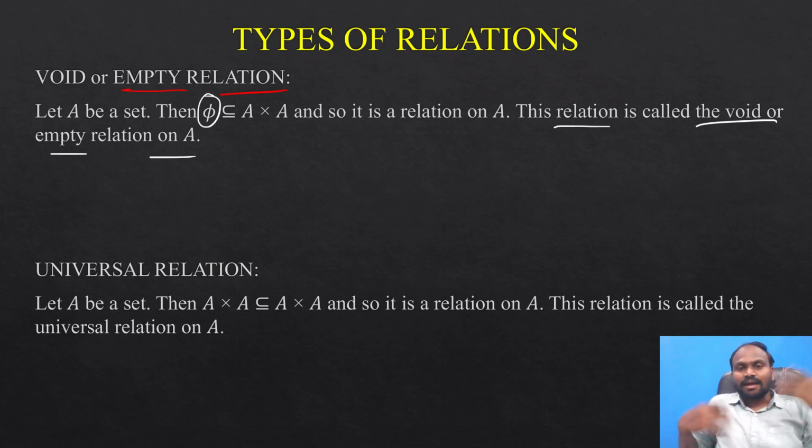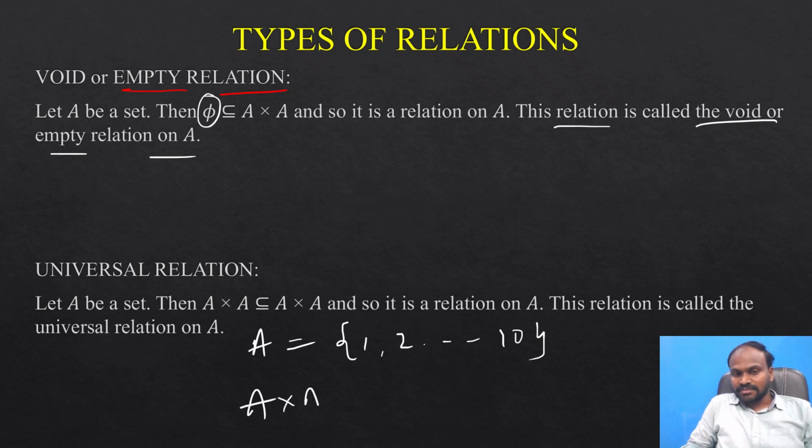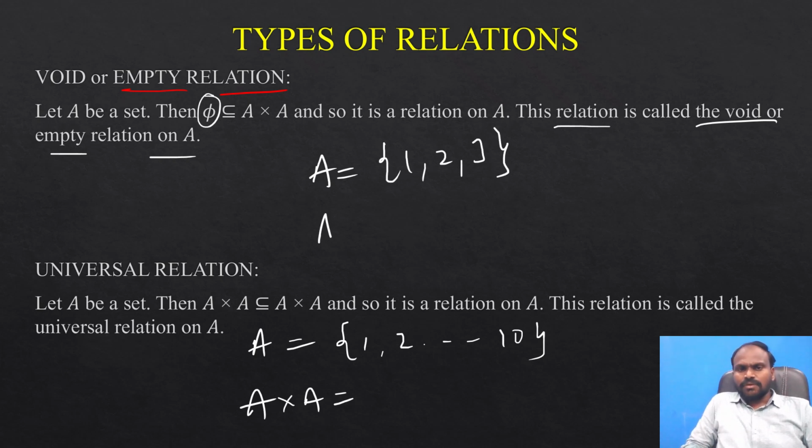Universal. Universal means ultimate, the final thing. You can see the previous example where A is equal to 10 natural numbers. If you write A cross A on that set, that is a universal Cartesian product. That is a universal relation only, because itself also it is a relation. For example, simply I will take A is equal to {1, 2, 3}. So what will be A cross A? There will be 9 elements.